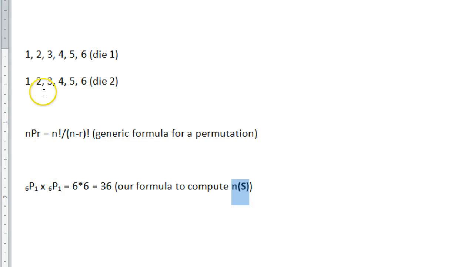So let's take a look at the math. We have our 2 dice. Each dice has 6 possibilities, and intuitively we understand that that gives us 36 possible permutations. Now, I'd like to remind you of the generic formula for permutation. n permute r equals n factorial over (n minus r) factorial. And then if we complete our math, we end up with a total of 36.